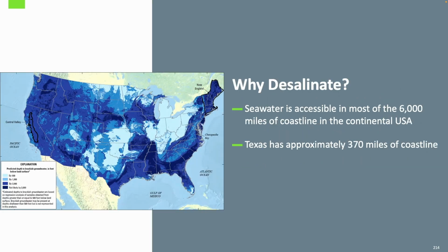So as you can see from this slide here, the blue represents areas where brackish water exists in the groundwater. And the darker the blue is, the deeper you have to go. So the lighter blue areas are shallower brackish waters. And then in addition, you look at the coastline across the US. There's about 6,000 miles of coastline. Texas probably has approximately 370 of those.